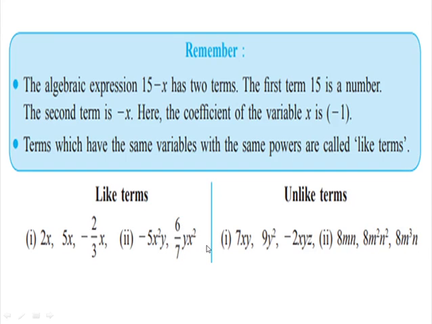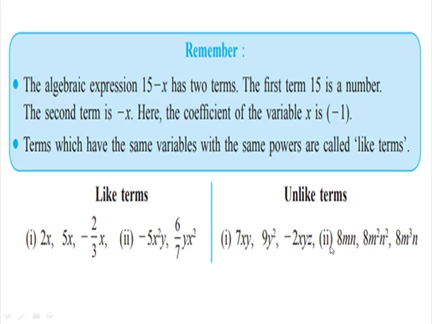Now, let us look at some examples of unlike terms. 7xy, 9y square, negative 2xyz. In all these three terms, if you look at the variable part, here the variables are x and y. Here it is y square. Here it is xyz. The variables are different. Hence, these three are unlike terms.